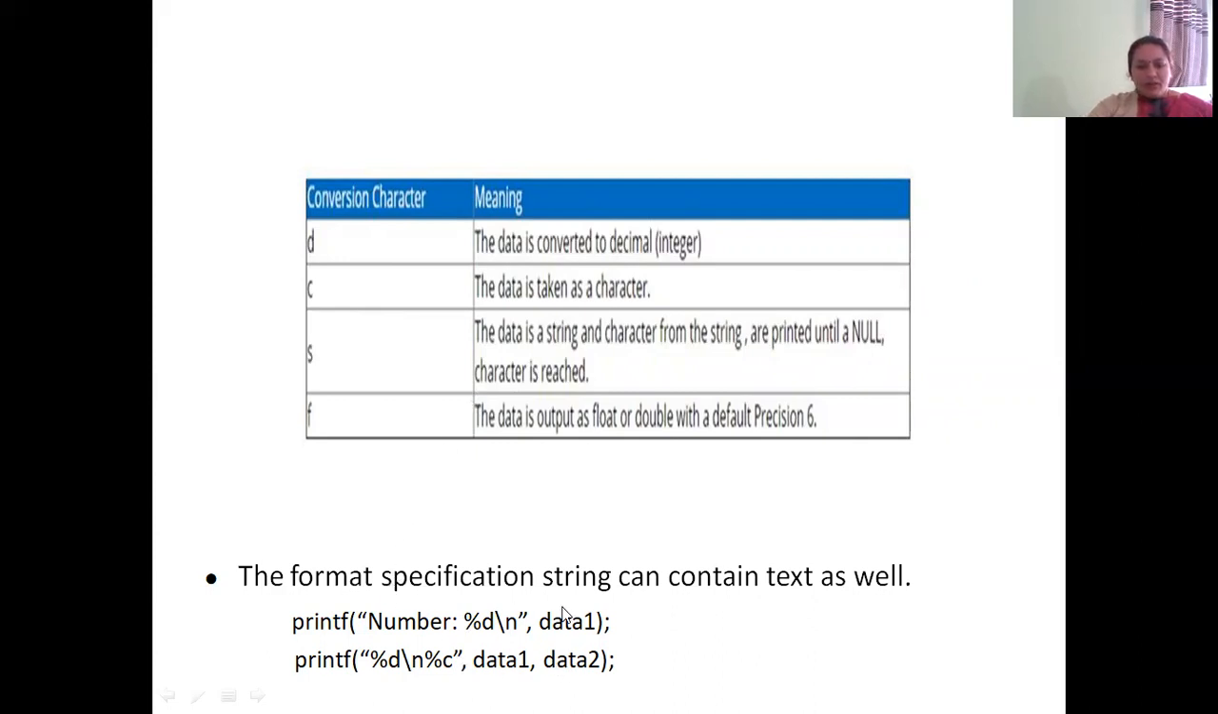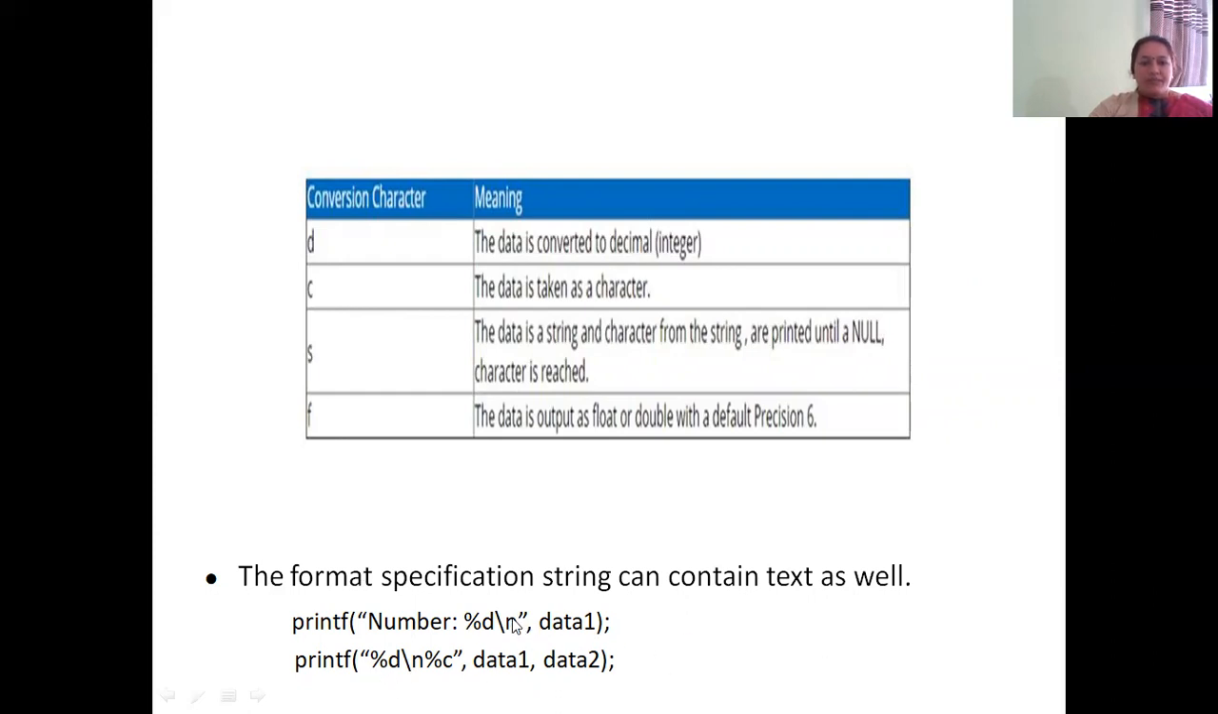The format specification, as per the syntax given, can contain text as well. Apart from the conversion characters and percentage, you could include some text like "number:", which will be displayed as it is. %d will be replaced by the value of the variable which comes after the comma. And you can always include escape sequences like \n and \t in order to improve the readability of the output on the screen. Wherever you require a line space, tab space or carriage return, you can give it by using the escape sequences in the printf statement.